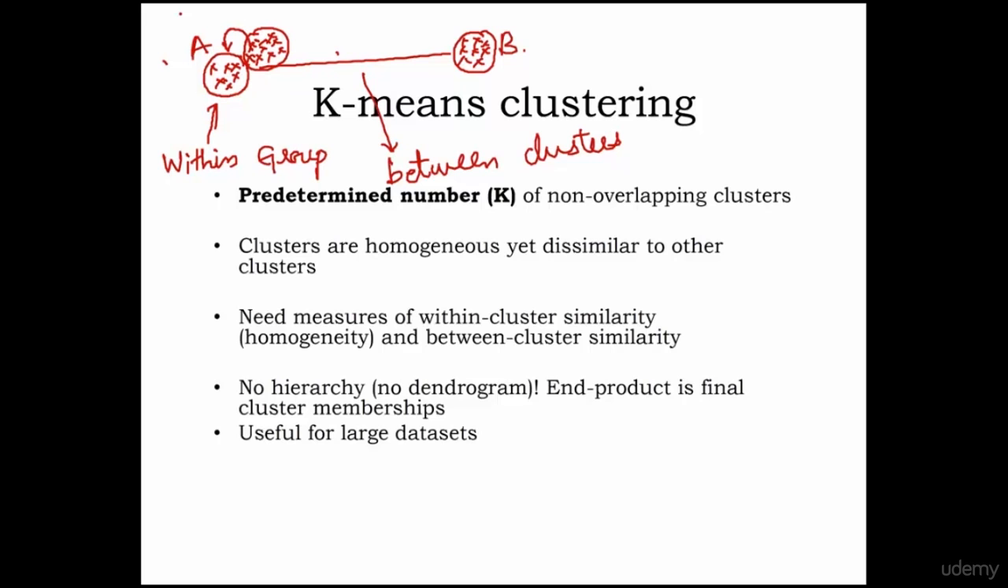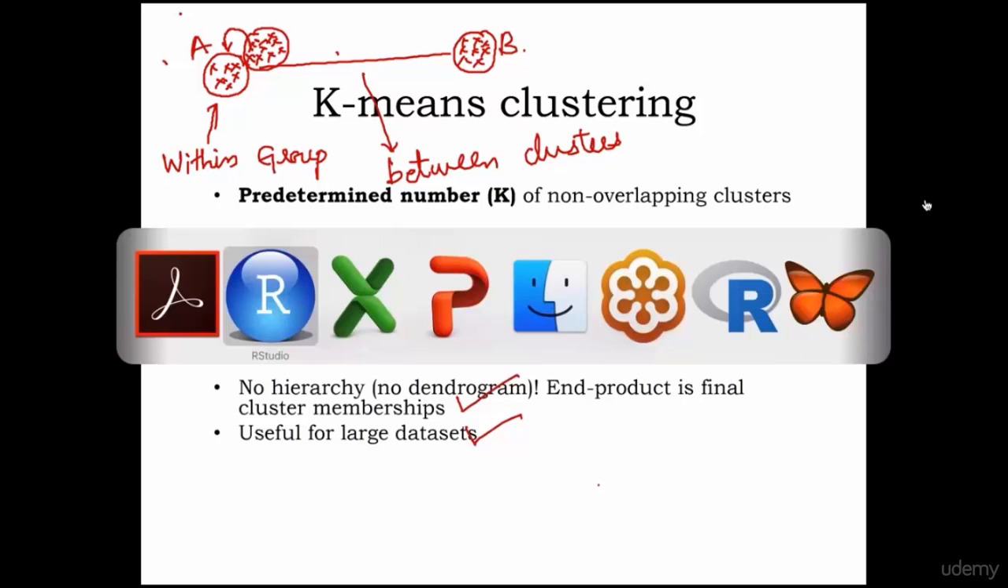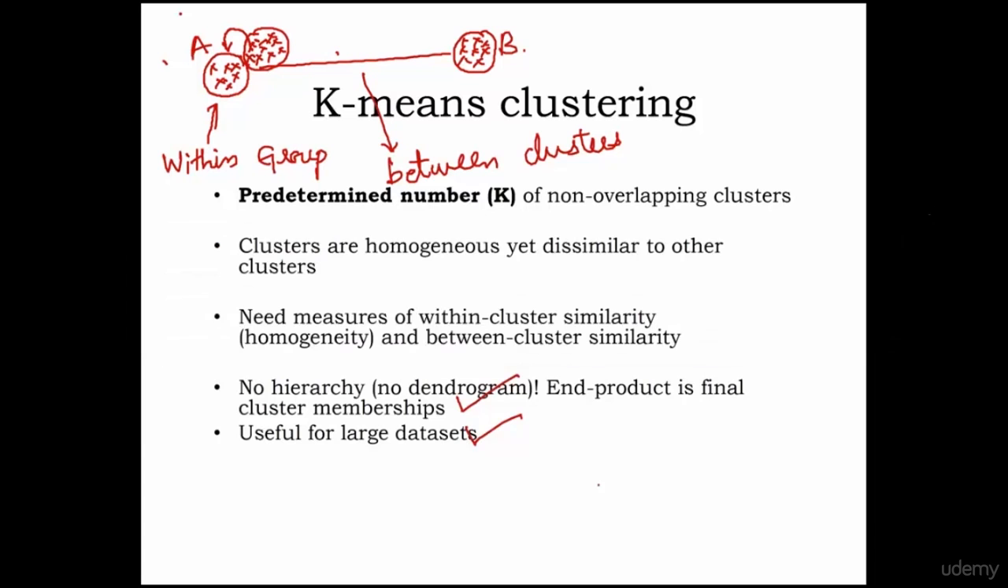And here we will not have any dendrogram, and the final result that we're going to see is cluster membership. It's extremely useful for large data sets, and hierarchical clustering is extremely useful for small data sets. All right.